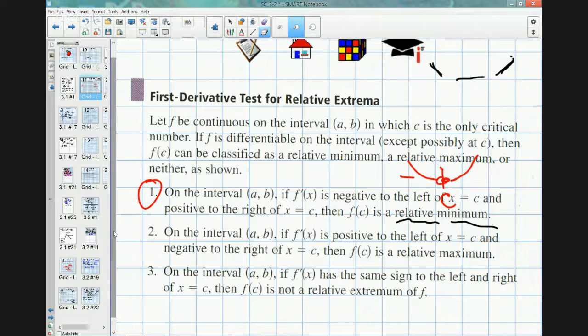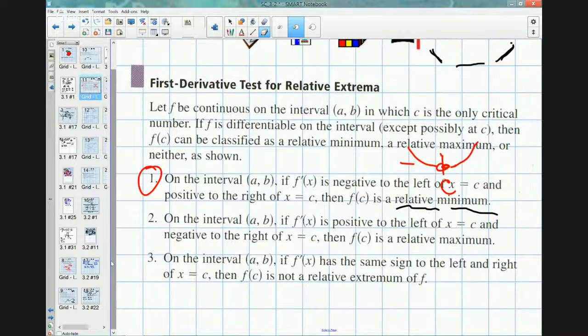And number 2 says just the opposite. If it's positive to the left of C, so let's just say this is C, if it's positive to the left and negative after, then guess what? This point is a relative max.